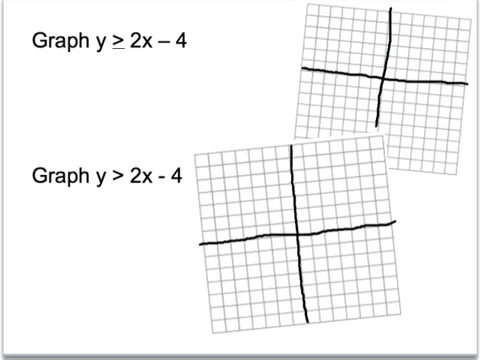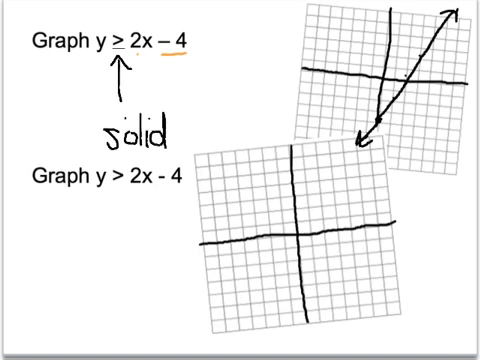Okay, let's try a few. Graph y is greater than or equal to 2x minus 4. Again, y-intercept of -4, slope of 2. I went down 4 and put a dot, and then a slope of 2 over 1. Up 2 to the right 1, up 2 to the right 1. I drew a solid line because it's greater than or equal to. And we're going to shade it.